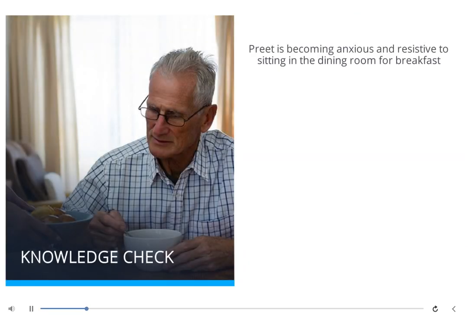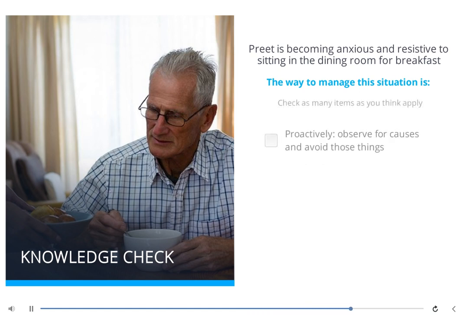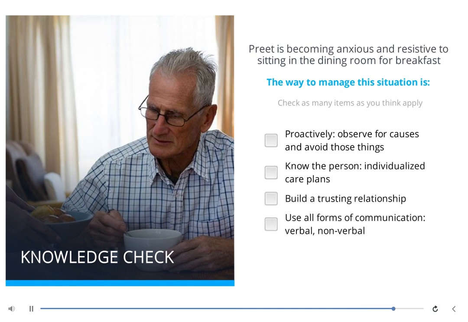Preet is becoming anxious and resistive to sitting in the dining room for breakfast. How do you think you could provide care that would minimize the person's feelings of distress? Try this knowledge check. Check as many items as you think apply, then click Submit.